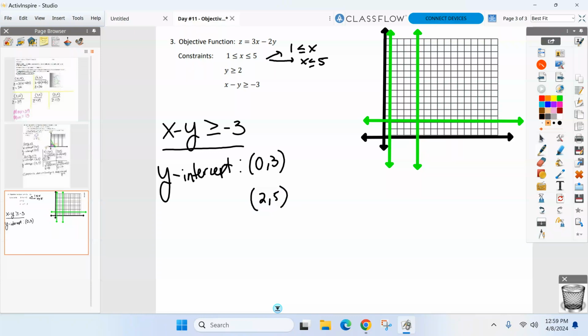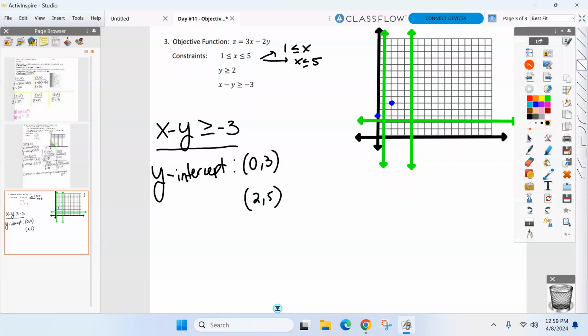Because again, you can't graph the x-intercept. We're sticking to the first quadrant. Use a straight edge. 0, 3. 1, 2, 3. Okay. And 2, 5. And the y is greater than or equal to. And then let's see if we find our solution set here.